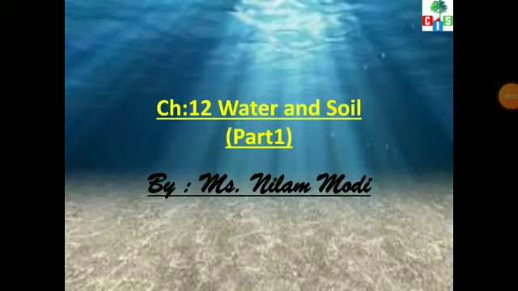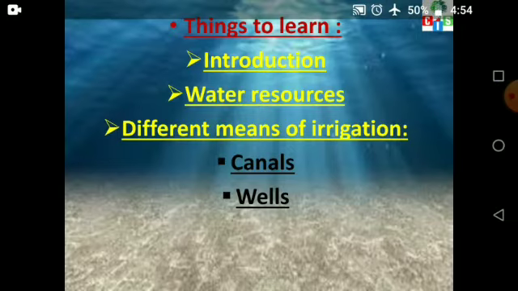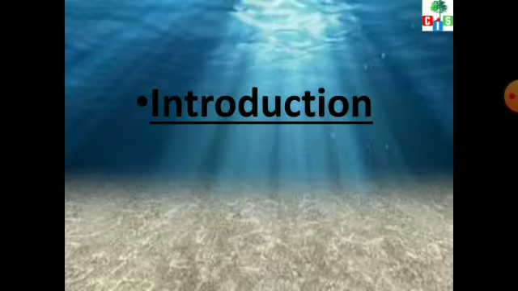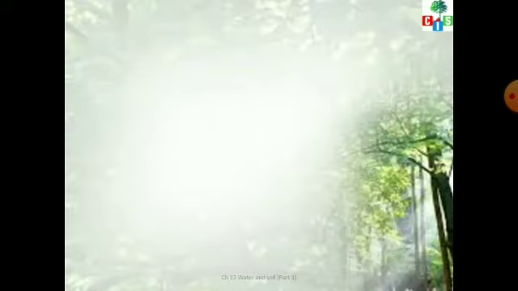Dear children, today we are going to start chapter number 12, Water and Soil, and this is the first video of our chapter. So let's see the things we are going to learn in this chapter. First, we will see the introduction of this chapter, then water resources, then different means of irrigation, that is canals and wells.